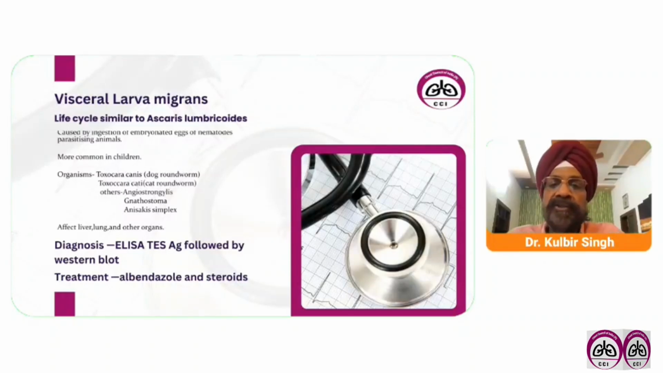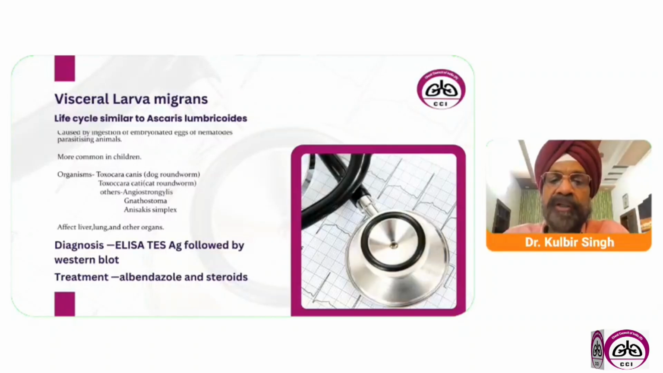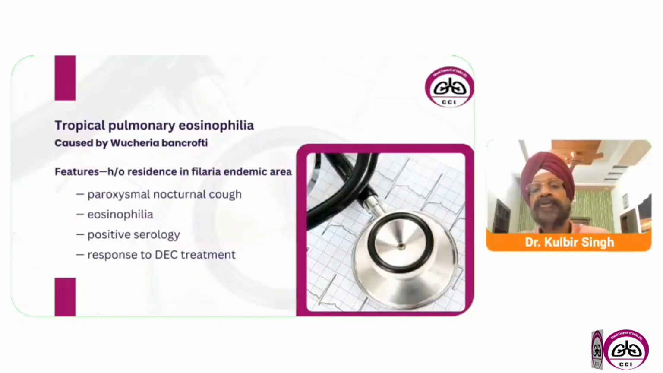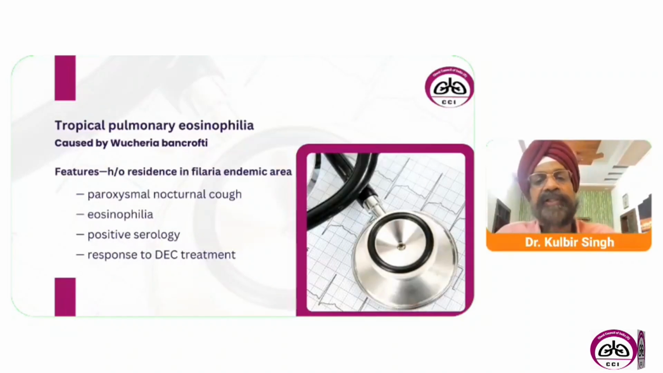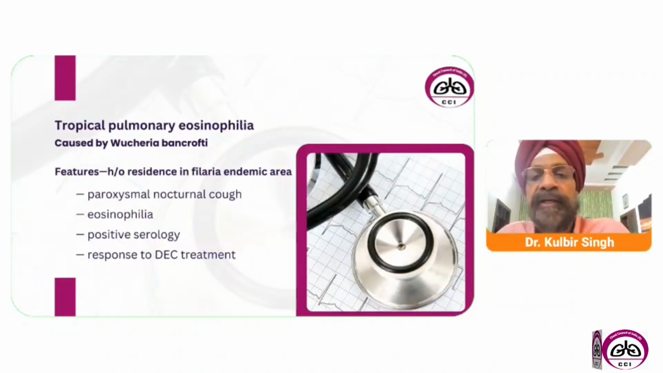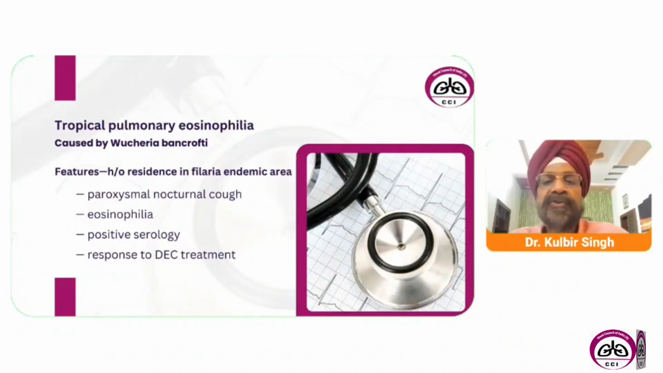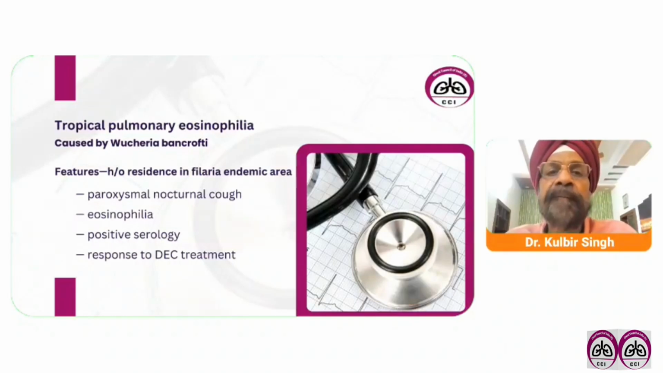Diagnosis is by ELISA with TES antigen, followed by the Western blot. Treatment is albendazole and steroids. Tropical pulmonary eosinophilia is caused by Wuchereria bancrofti. Features are a history of residence in a filaria endemic area, paroxysmal nocturnal cough, eosinophilia, positive serology, and a response to DEC treatment.